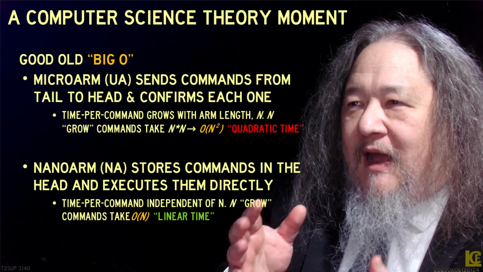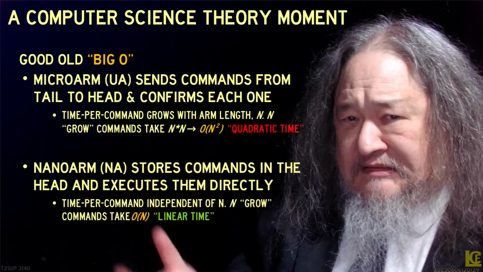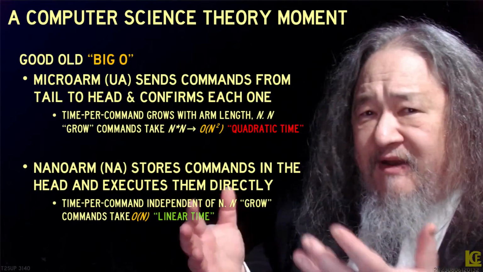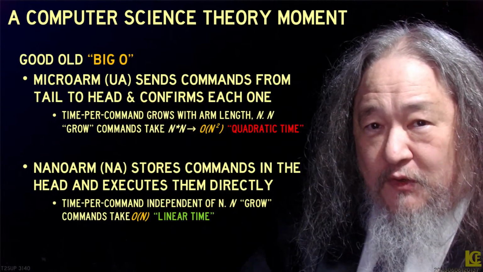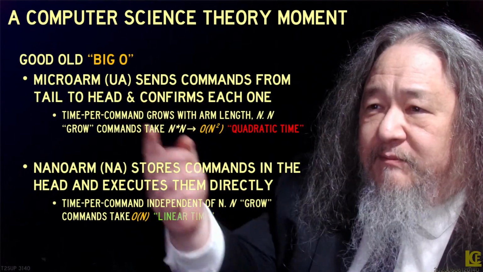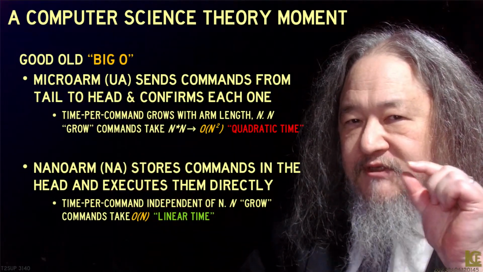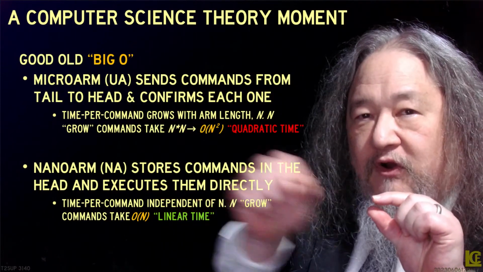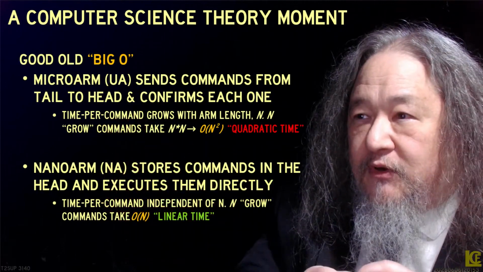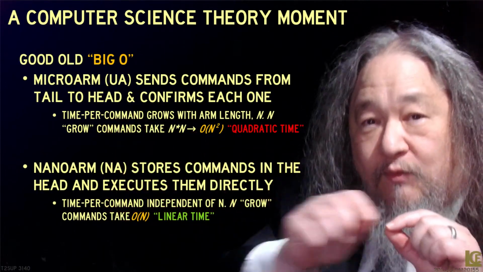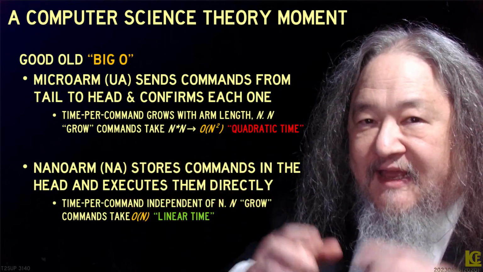So I'm not a big computer science theory fan, even though I'm a computer scientist and a professor and all that sort of thing. But every so often, good old Big O, the analysis of algorithms, comes up and says, hey, here I am. And this is one of those examples. The microarm, abbreviated UA, the way it works, the source of the code is at the tail, and it sends a command down to the head of the arm, which does it and sends a confirmation back, and so on. As a result, the time per command grows with the arm length because it has to do a round trip each time.